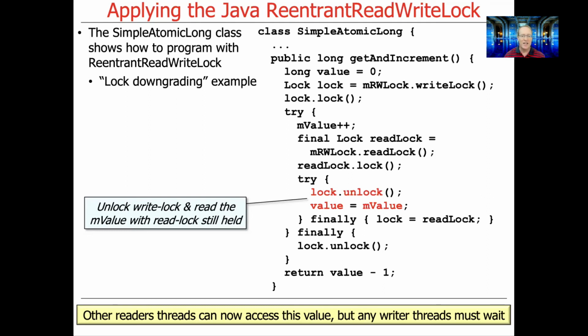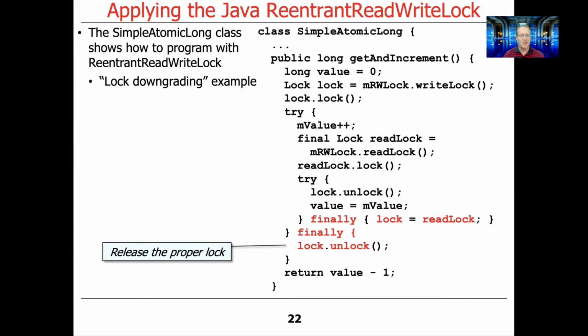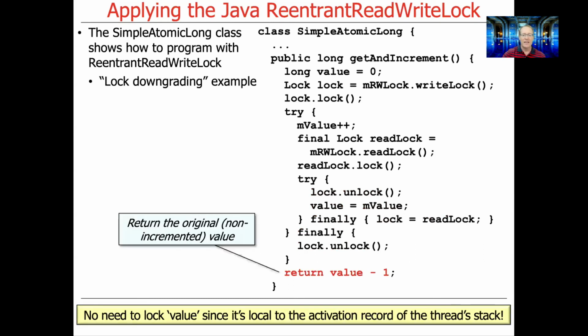And then we go ahead and read the value of mValue. We read its value, which will be one more than we actually want here. We then go ahead and release the locks appropriately. And the last thing we do here is return the original value before we incremented it. The way we do that is just by subtracting 1 from the value. And there's no need to lock value here since value is defined to be a local variable inside the getAndIncrement method. Since it's local to the activation record of the thread stack, we never have to worry about any contention occurring because it's private to that thread.